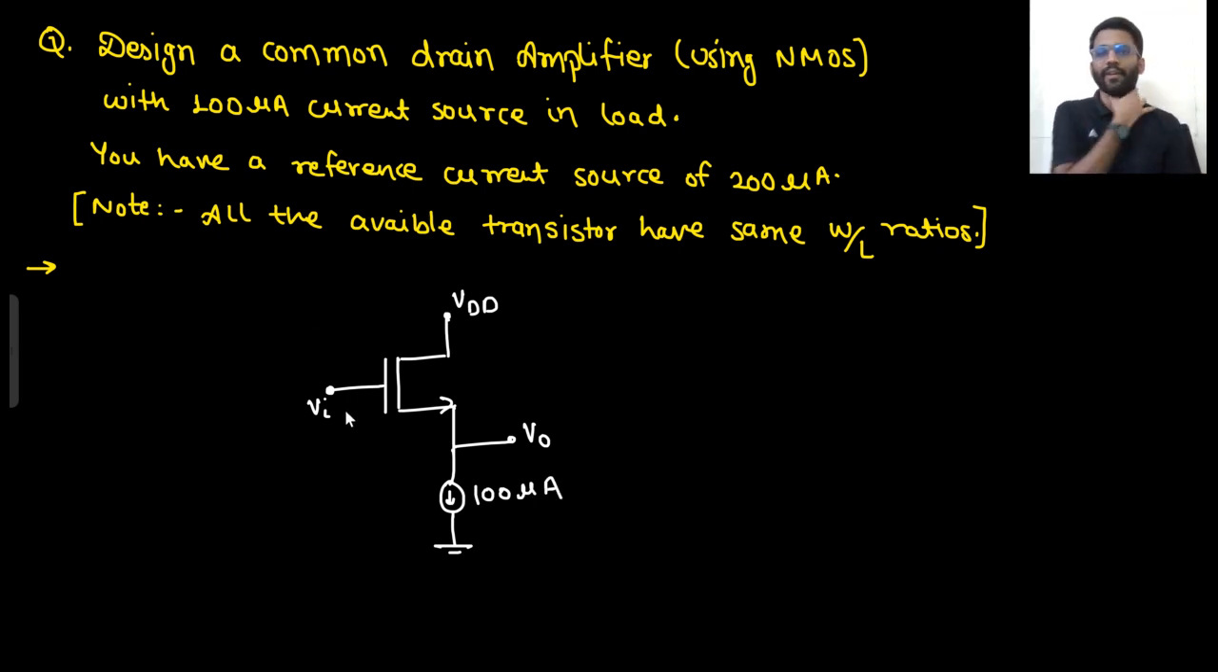For this 100 microampere current source, you have a reference current source of 200 microampere. From 200 microampere, you need to make a 100 microampere current source. But what is the condition? That all the transistors are having the same W by L ratios. This is the condition now.